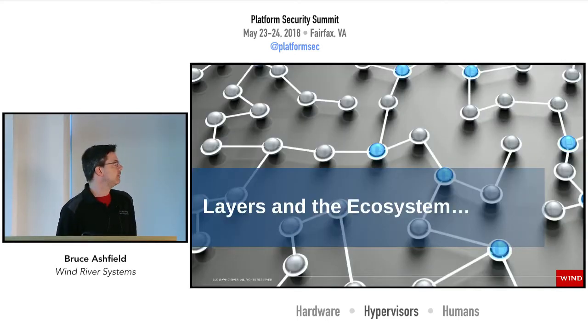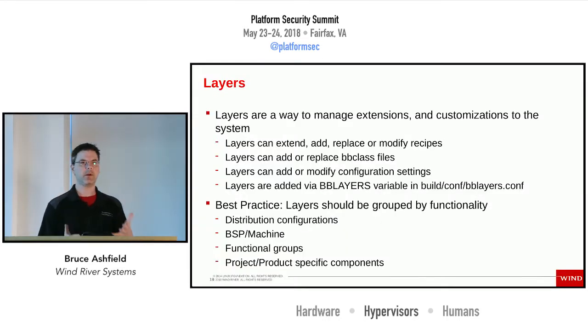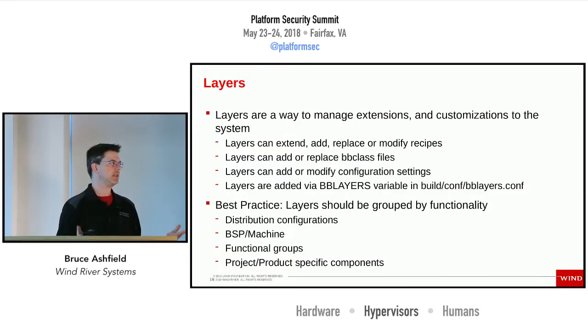So the big thing about OE and Yocto is that the base and the core of the system is extended by layers. Layers are a way to manage the extensions and customizations to the base, and keep them separate so you can maintain it by yourself. So you can add, extend, replace, modify recipes. You can change class files, which actually are the build system itself. You can modify configs, and you just add them by a simple configuration file.